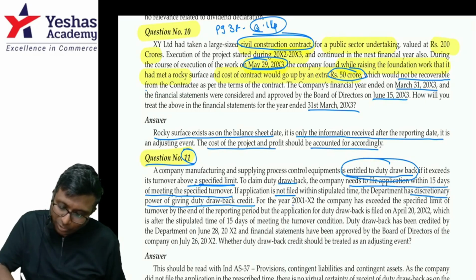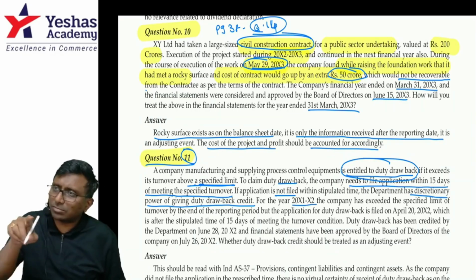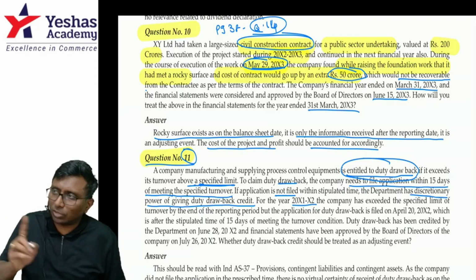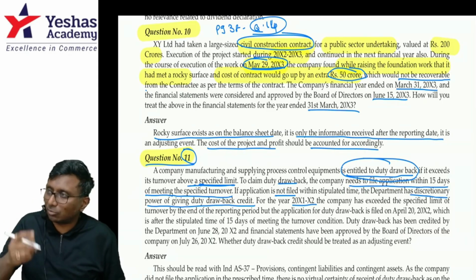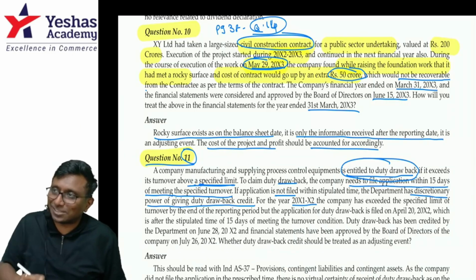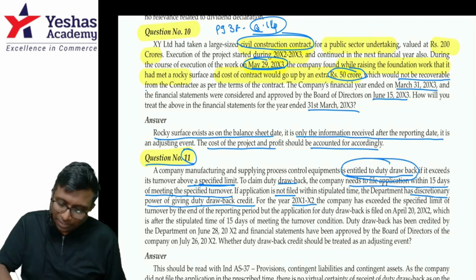For the year 2021-22, X, you can keep 2 or 1, whichever you want. That's why I will keep X. Otherwise, every year I have to change that. Correct? Every year it looks like an old question or something.